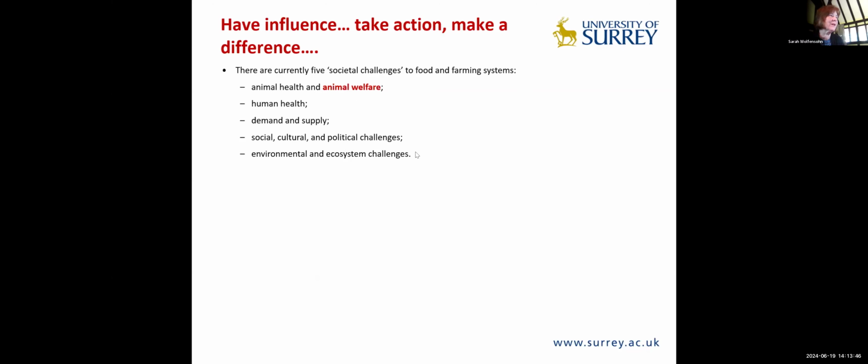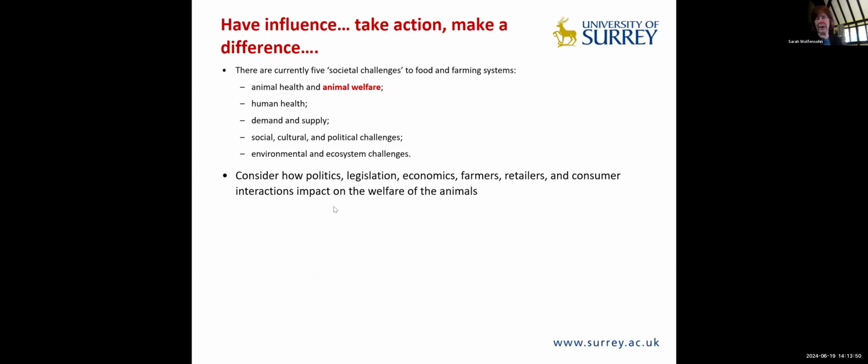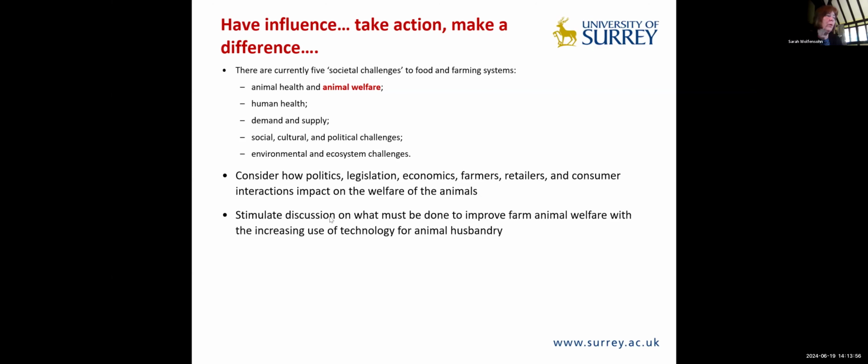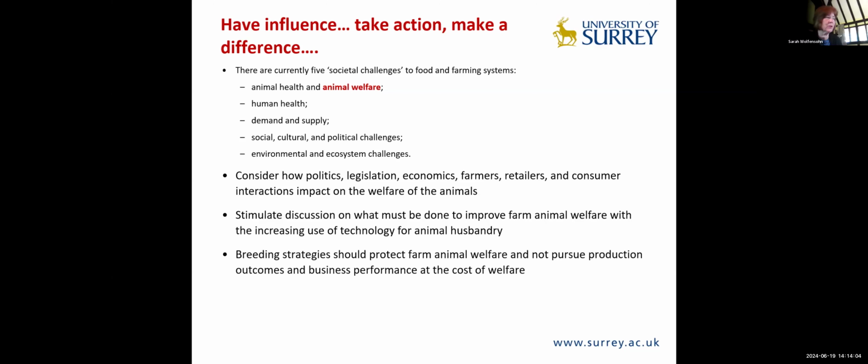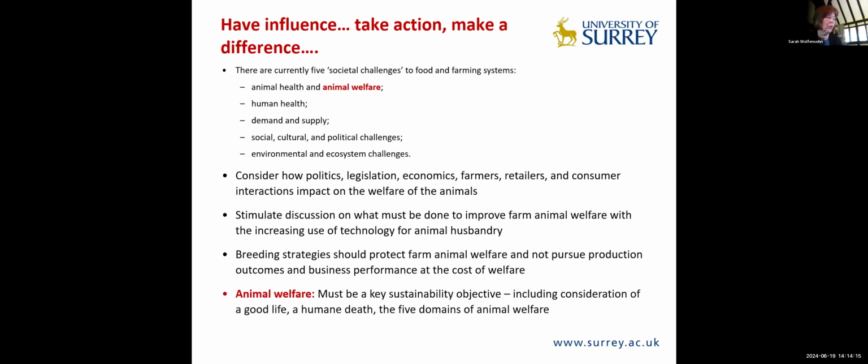We've already discussed the 5 societal challenges to food and farming systems. Think about how policy, legislation, economics, all these things can impact on the welfare of animals. We want discussion on what we must do to improve welfare with the increasing use of technology which is available. We need to discuss that. We need to think about it positively. We need breeding strategies that will protect farm animal welfare, not simply pursue production and business performance and go, oh, we just want more, more, more.